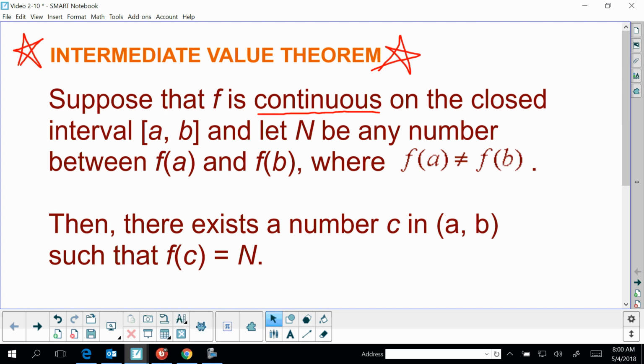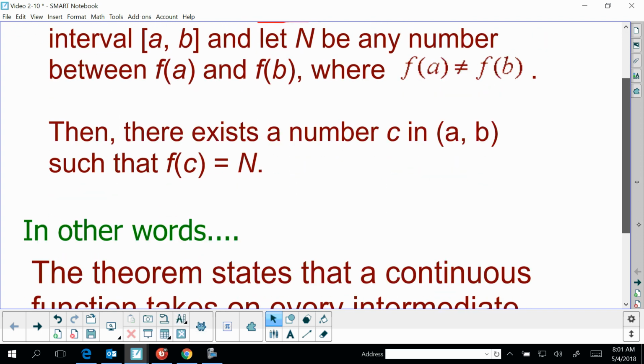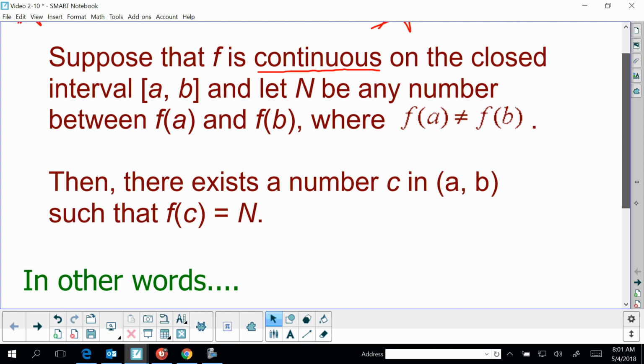Our first thing we'll talk about is the intermediate value theorem. Suppose we've got some function f that's continuous on a closed interval [a, b]. Let n be any number between f(a) and f(b), where f(a) does not equal f(b). Then there exists a number c in (a, b) such that f(c) equals n. The reason this is starred is that this is something you need to know exactly.